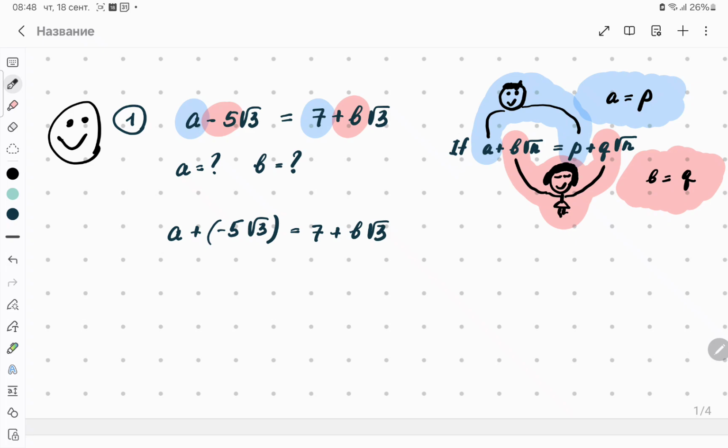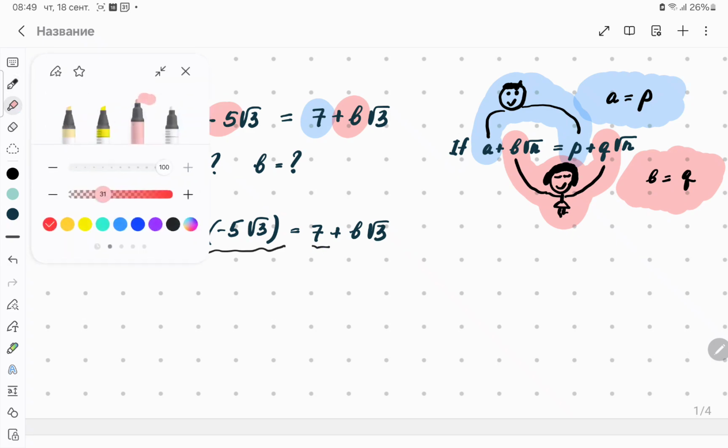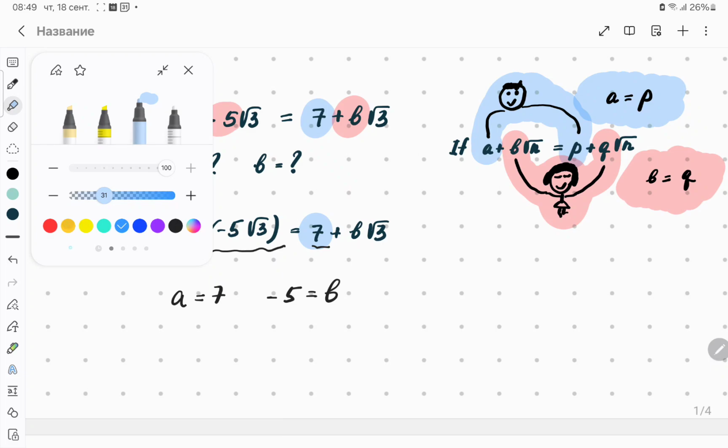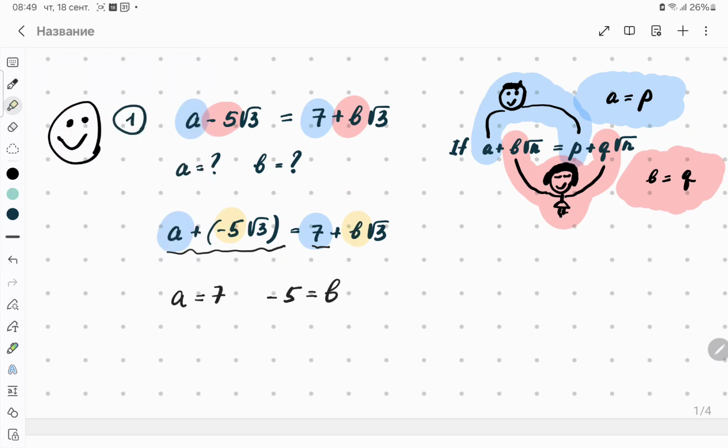So how should it be written? First of all, we are just rearranging and writing it in this way. Now we are just equating corresponding terms. So a is equal to 7 and b is equal to negative 5. Let me show by color. And it is actually finished. So our answer is a is equal to 7 and b is equal to negative 5.